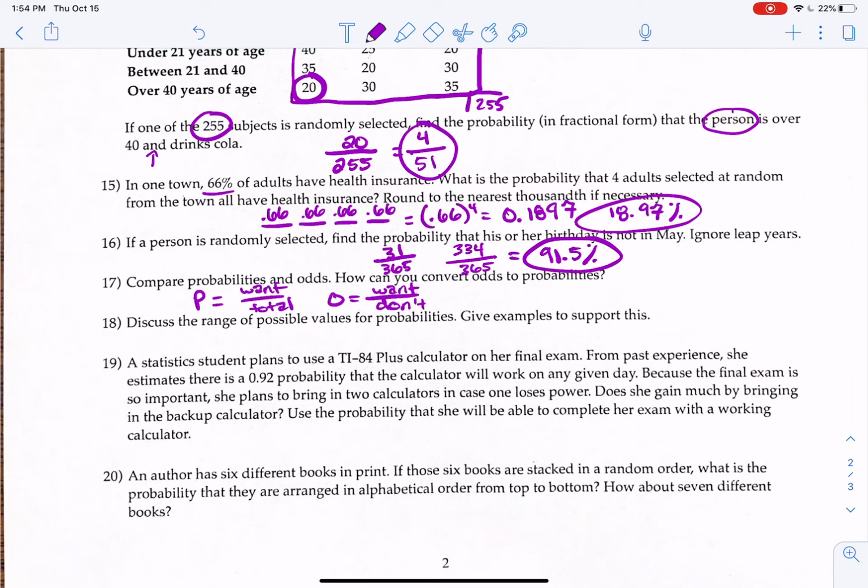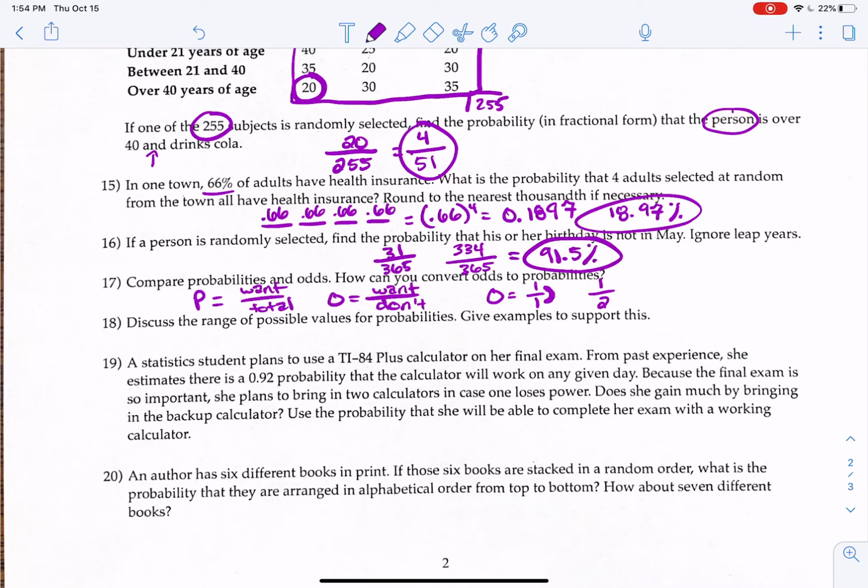Okay, so how can you convert odds to probabilities? Let's say I want a heads when I flip a coin. The odds of getting a heads would be 1 to 1. Odds is getting a heads versus not getting a heads, 1 to 1. So if I want to convert that to a probability, what I want over what I don't want, those two are going to add up to be my total number. So 1 plus 1 is 2, and I have a 1 out of 2 chance, right?